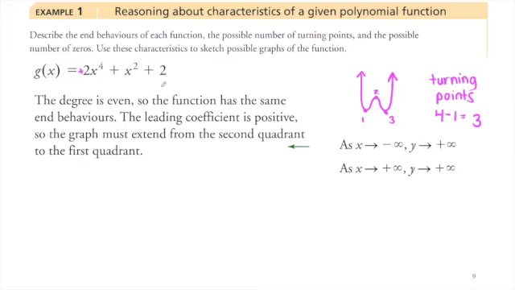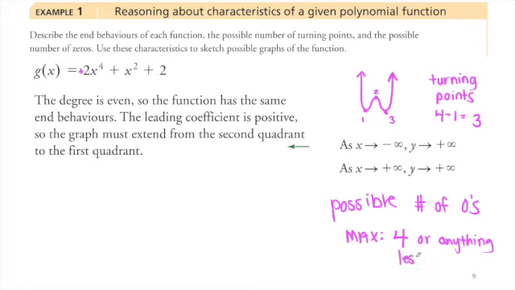minus 1. The possible number of zeros, remember, is maximum what your degree is. So maximum 4 or anything less. Okay, so it can't be 5, 6, 7, 8, 9, but it could be 4, 3, 2, 1, or 0. Okay, and then using these characteristics, we're going to sketch possible graphs of our function.